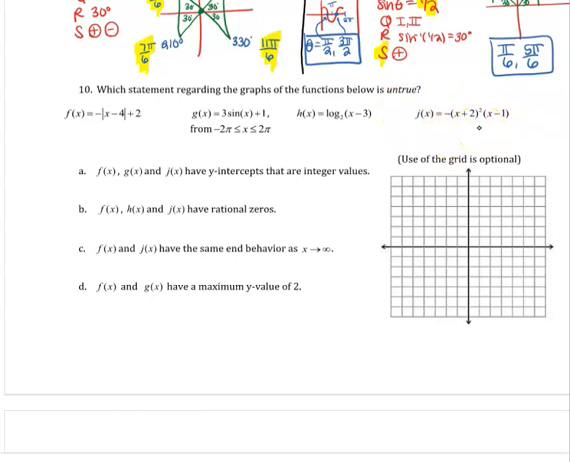So type them in, come up with a sketch of them. That's why this grid is optional, and then go to your questions. So that's my advice for that one. It's kind of hefty for the video, but when you look at the answer key, that's ultimately what you're going to be doing.